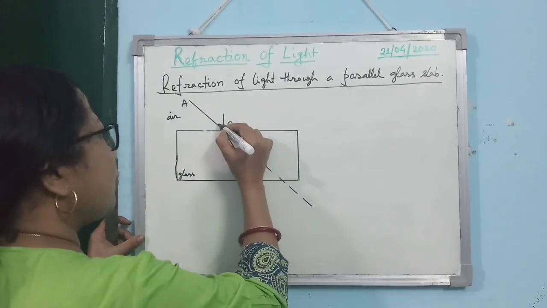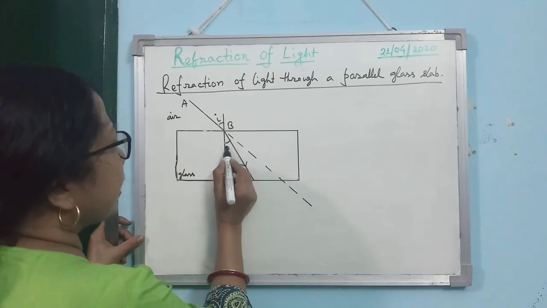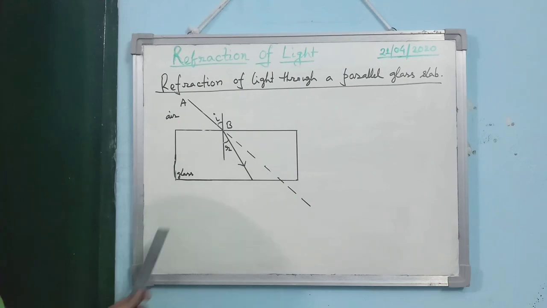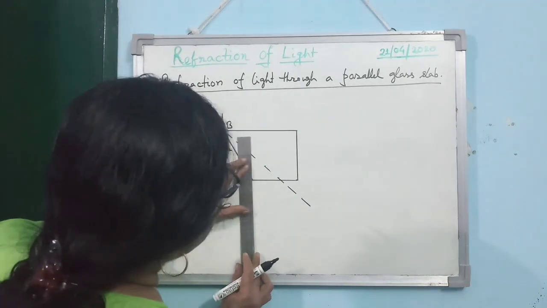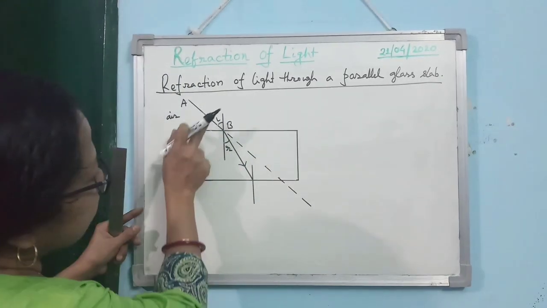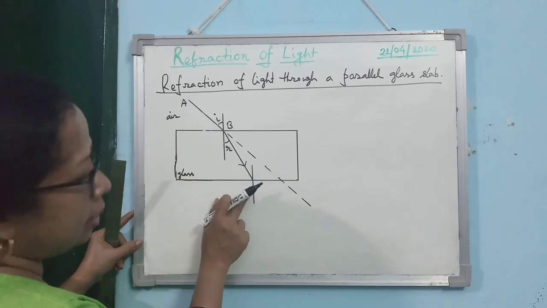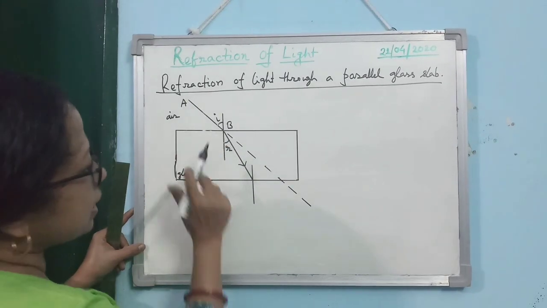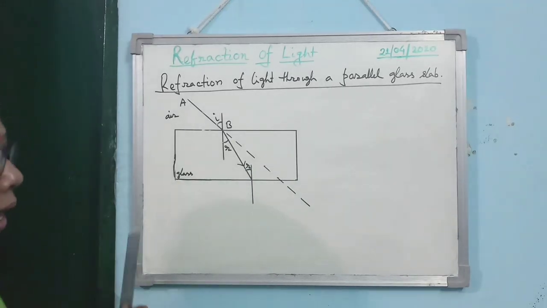So if I consider this as the angle of incidence and this as the angle of refraction, then you see what is happening for the second refraction when I draw the perpendicular. Here, this is also perpendicular, this is also perpendicular. So they are parallel and this is a transversal. So if this angle is R, then this angle will also be R.